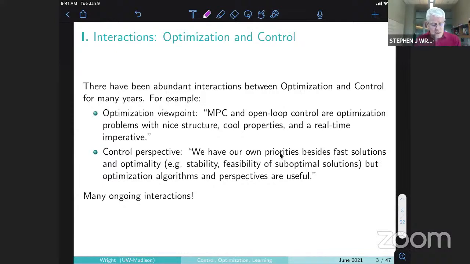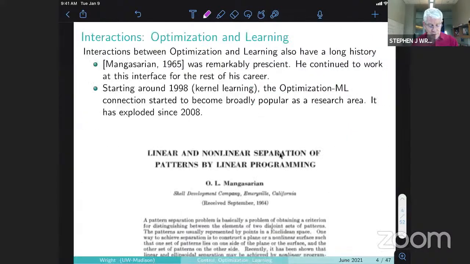So there are two slightly different viewpoints, but the intersection between them is very large, and there's still a lot of ongoing interactions. I'll say more about this in a moment. Now, also the interactions between optimization and data science, machine learning, of course, these have become a very big thing in the last 10, 12 years, but they actually go back a long way.